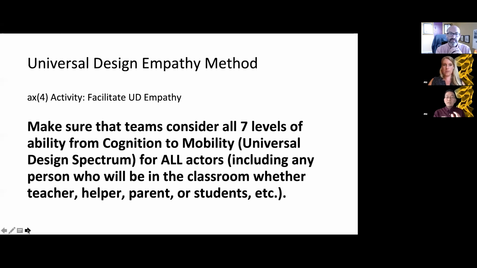Then you want to be able to facilitate that empathy by making sure that the teams consider those 7 levels of ability that I mentioned earlier, the universal design spectrum, from cognition all the way to mobility. And look at that in terms of all of the actors, not just the students. In other words, including any person who will be in that classroom, whether teacher, helper, parent, or student, and who else, right?